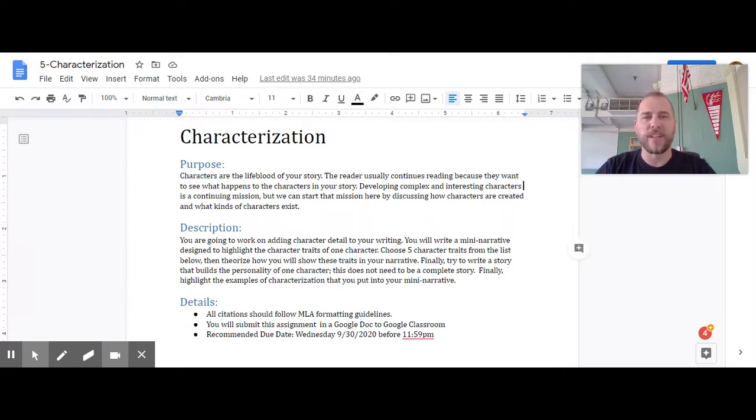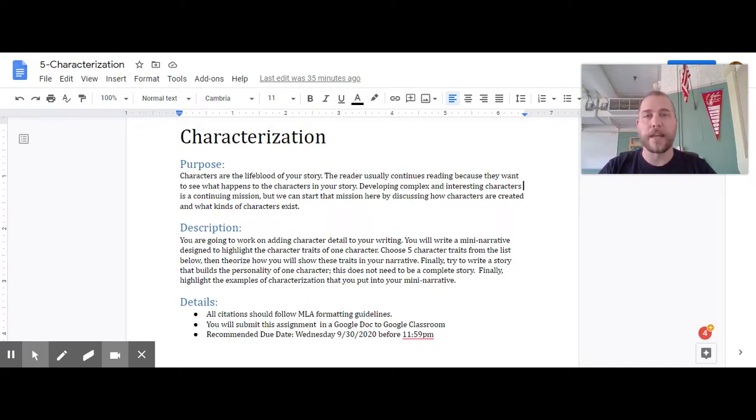And you're going to write a mini narrative. It shouldn't be more than about a page, designed to highlight the character traits of one character. You're just working on building one character. Choose 5 character traits from the list that I've provided below. And then I want you to theorize how you can show these character traits in your narrative. I want you to think about STEAL: speech, thoughts, effects on others, actions, looks. How can you use this to show this character in your story? Now, this does not need to be a complete story.